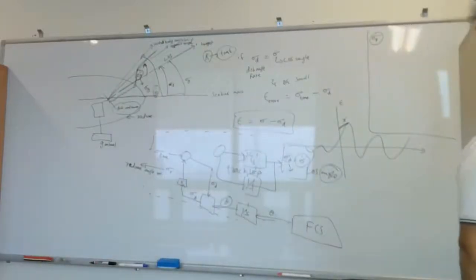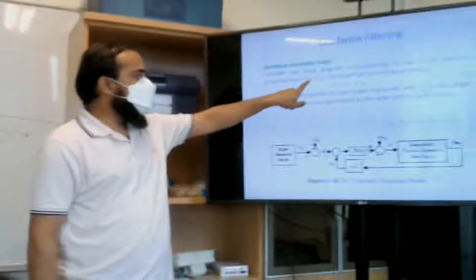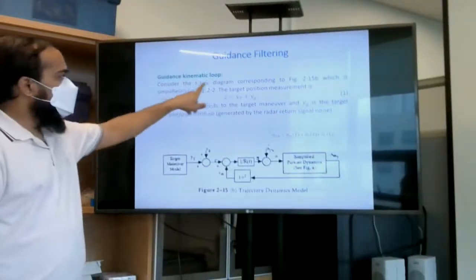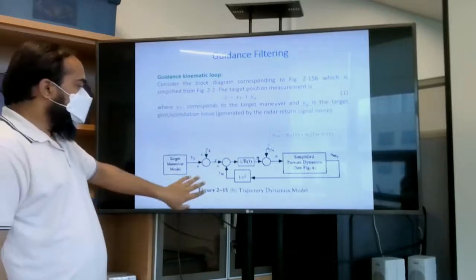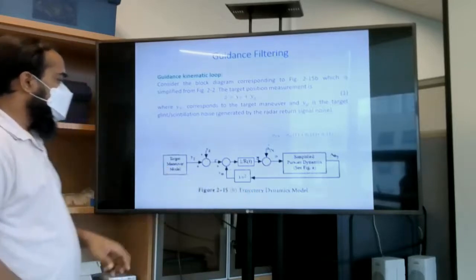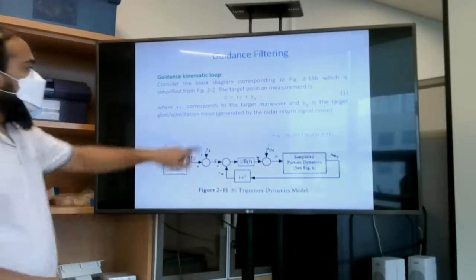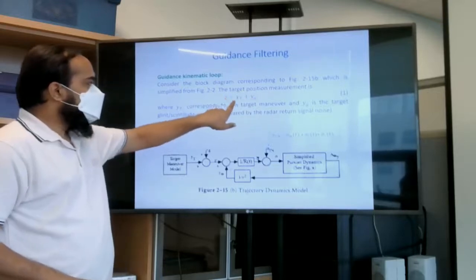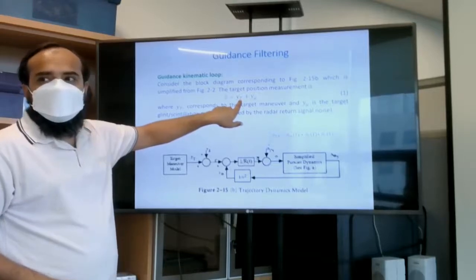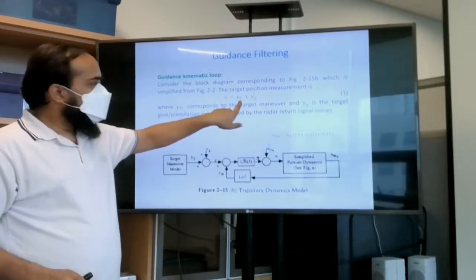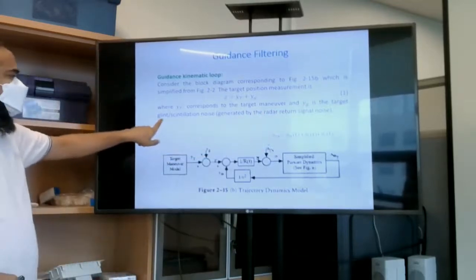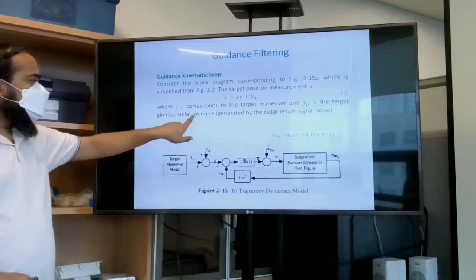Now this figure B, if you remember figure 2.2 from when we started the chapter, consider the block diagram corresponding to figure 2.15b, the trajectory dynamic model. Now the target position measurement is this one: z equals yt plus yg. Yt is the target maneuver or target state or target measurement, this is the error or noise. Yg is the target glint or scintillation noise.